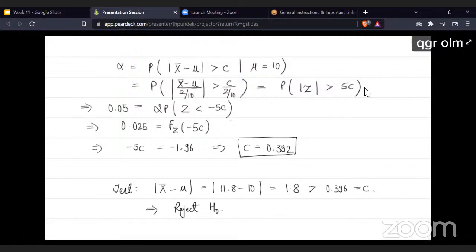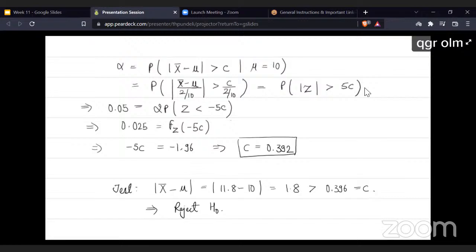Some constant value at the left side and right side of the mean. So on both the left side and the right side, like both the tails, you are going to have some area there, right? So basically it is trying to say that probability that Z is greater than 5C plus probability that Z is less than minus 5C, correct?